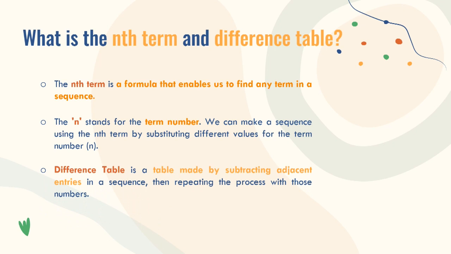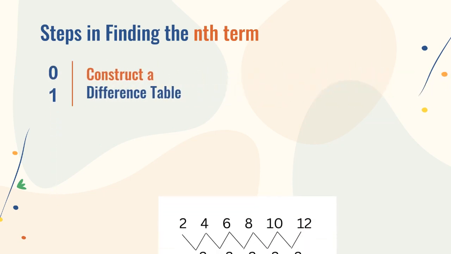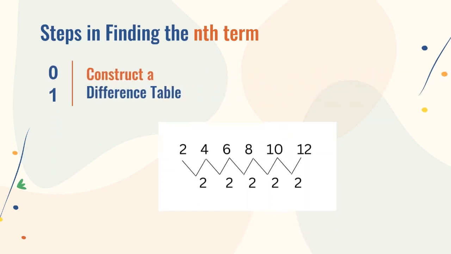And a difference table is a table made by subtracting adjacent entries in a sequence, then repeating the process with those numbers. Here are the steps in finding the nth term. First, construct a difference table. Based on the definition, a difference table is a table made by subtracting adjacent entries. As shown in the picture, we can see 4 minus 2, and so on and so forth. That is the difference table.